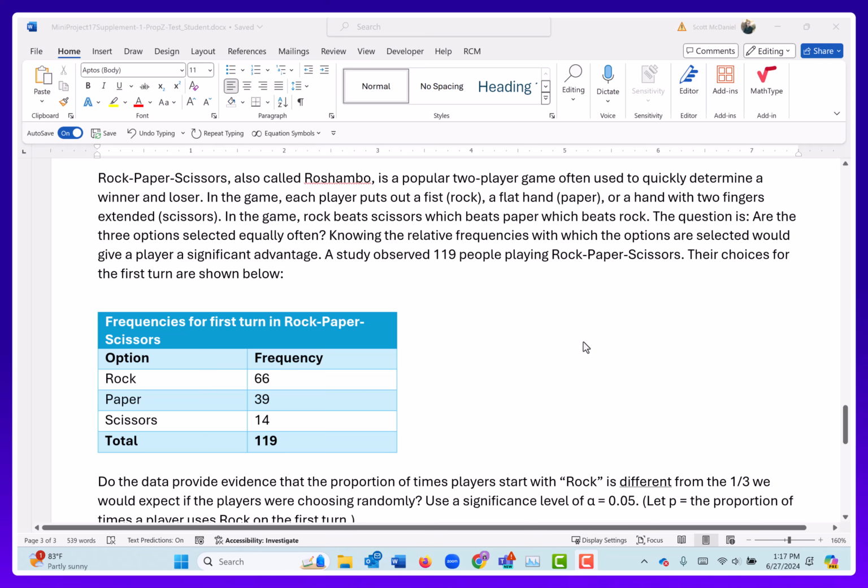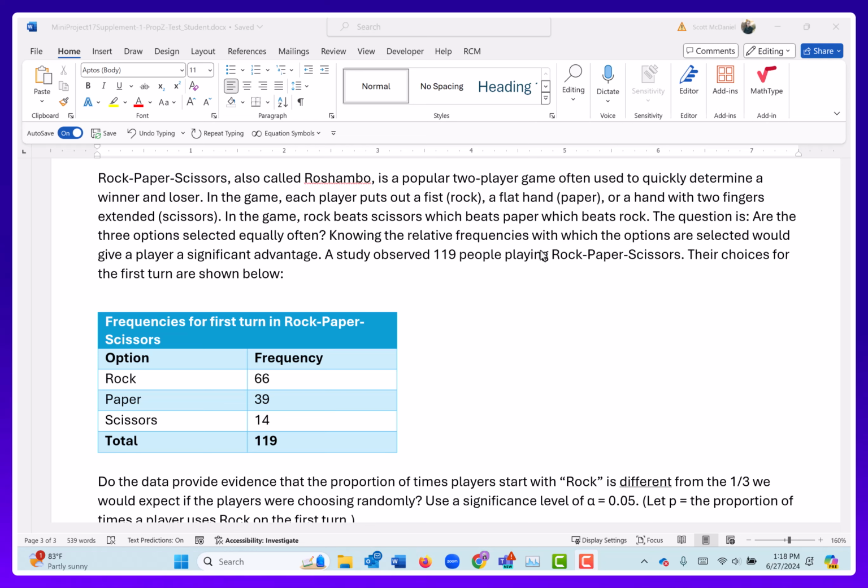Rock, paper, scissors, also called Rochambeau, is a popular 2-player game often used to quickly determine a winner and a loser. In the game, each player puts out a fist for rock, flat hand for paper, and a hand with 2 fingers extended for scissors. Rock beats scissors, which beats paper, which beats rock. The question is, are the 3 options selected equally often? Knowing the relative frequencies with which the options are selected would give a player a significant advantage.